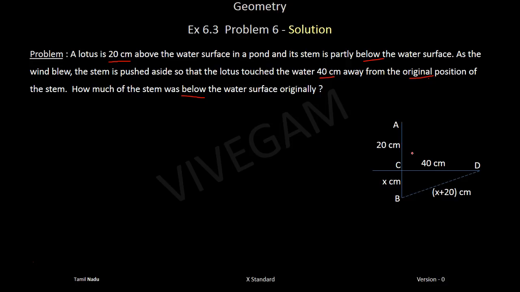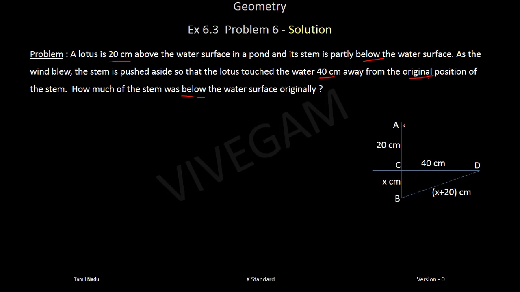The key thing you have to understand is that when the wind blows, it is not the AC portion of the stem which is going to bend. It will be a little tricky here. You might think that it is the AC which bends, so this distance also must be 20, and why is it 40? When the wind blows, the stem is so thin, the entire stem moves aside. So it is the AB which is moving. It is not AC. That is the important point you'll have to understand.